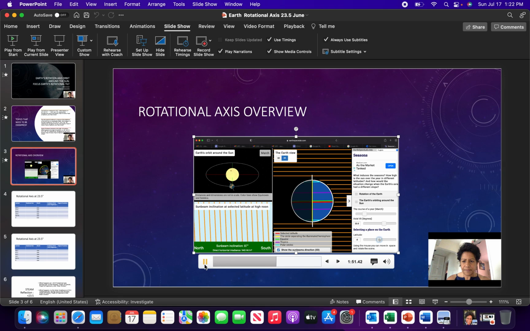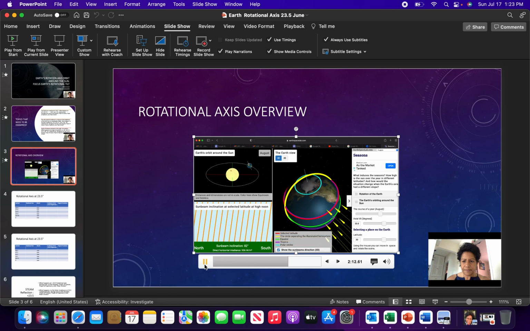If I were to do, let's say, 23 over here, and I go to June, now the sun is directly over the northern hemisphere. And if you go to December, it's directly over the southern hemisphere. But you can also do it with the 3D, with the beams of sun, and you can play back and forth. So we've gone over the course of the year, how they manipulate the course of the year.